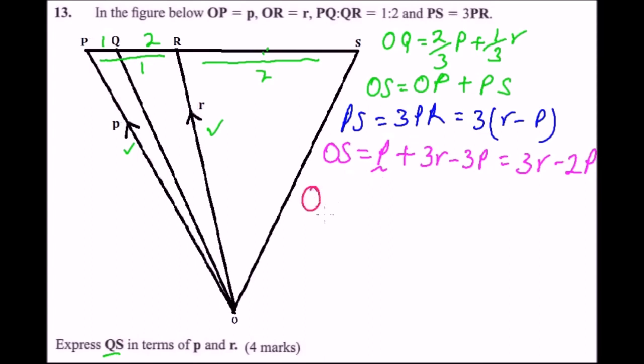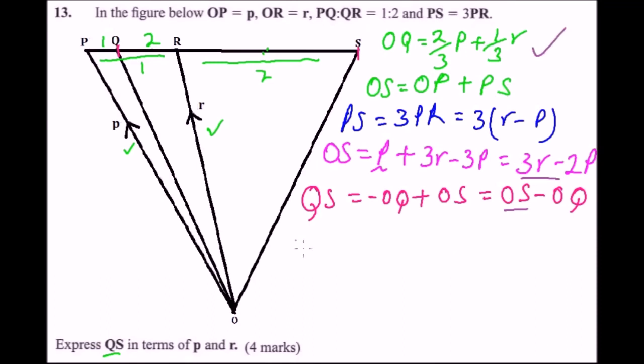We need to know QS. QS is from here to S there. So we can say QS is equal to minus OQ plus OS, which is the same as OS minus OQ, and we have both vectors. We have vector OS, which we have found here. We also have vector OQ, which we have there.